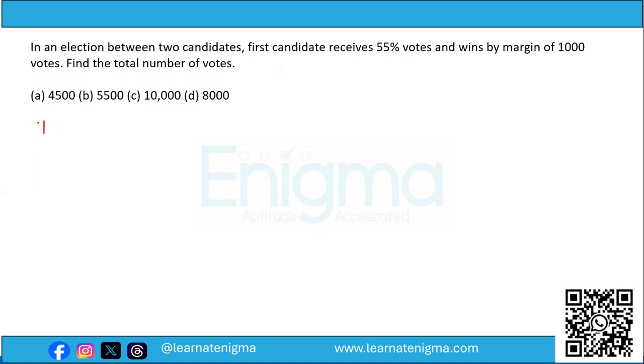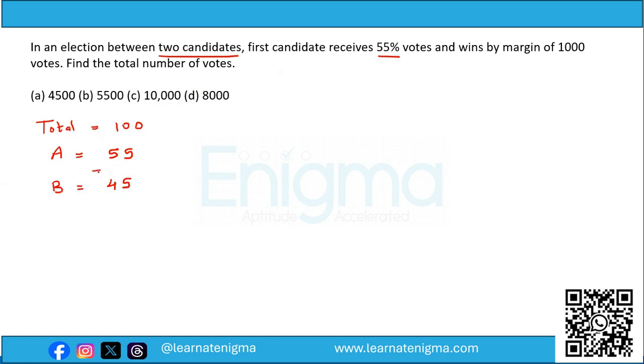Now let's assume the total votes as 100. The first candidate, let's name him A, got 55% votes, which means he got 55 votes. Now there are only two candidates here. The total votes are 100, and the first one got 55 votes, so the second one will get the remaining votes, that is 45.